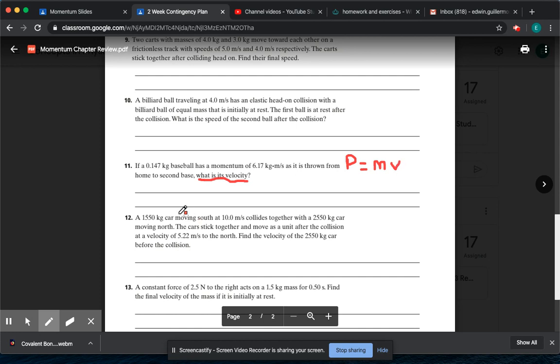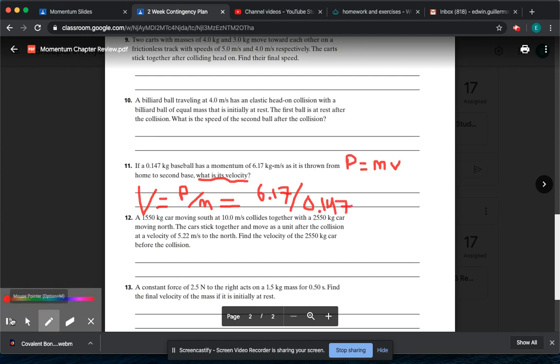If we get V by itself, we get that V is equal to, we've got to get rid of the M. Right now we're multiplying. The opposite of multiplication is division. So we get V is equal to P divided by M. What is our P in this case? Our P is 6.17. And what is our mass? Our mass is 0.147. Put that into a calculator, you will get a number.